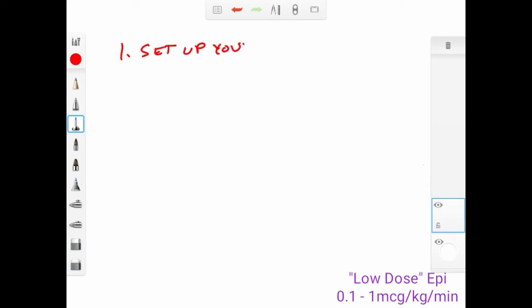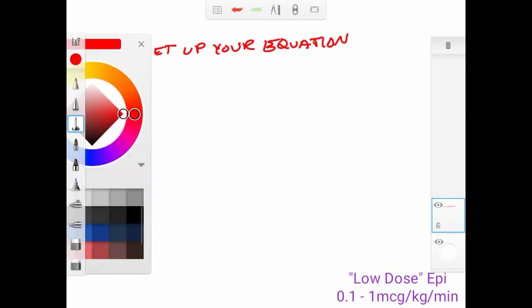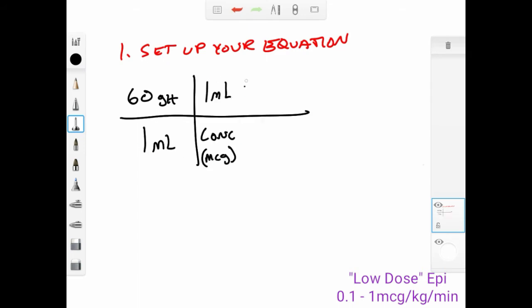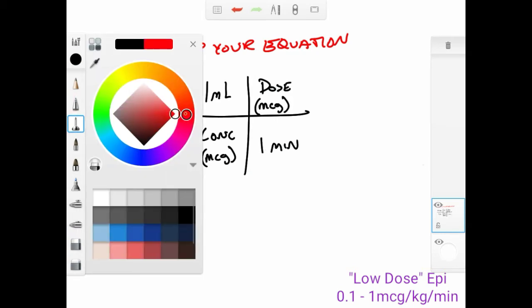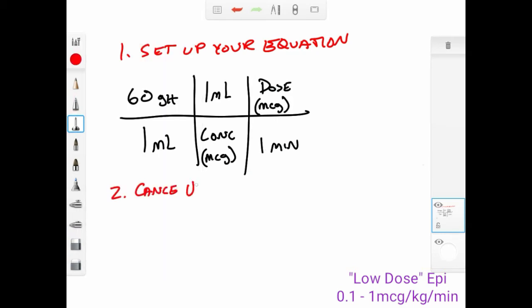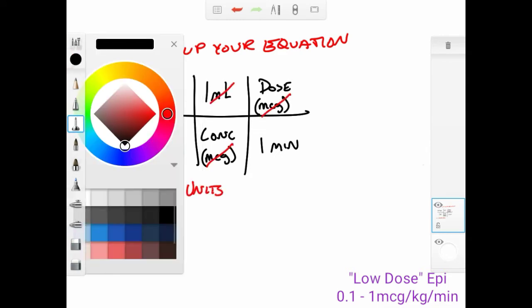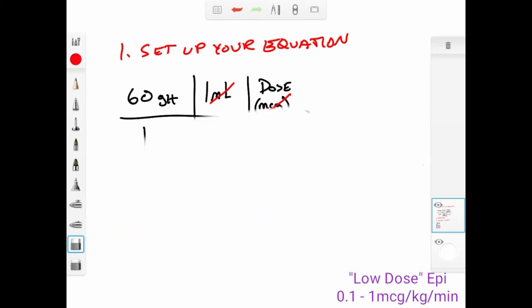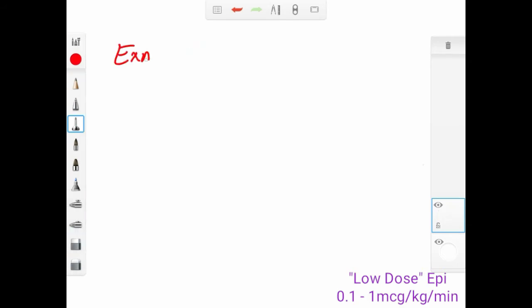All right, next I want to talk about how to set up your drip equation. So this is pretty vital. You want to make sure you stick to the same format every time. We're going to be comparing our drip set to our concentration to the dose over time. All right, so now we want to make sure that we cancel out our units appropriately. We're canceling out milliliters and micrograms, and eventually zeros if we can. Then we're going to multiply the top, multiply the bottom, and then we'll simplify for our drops per minute.